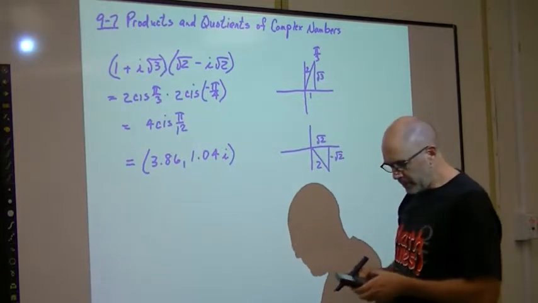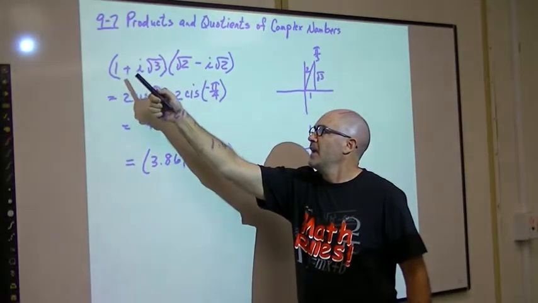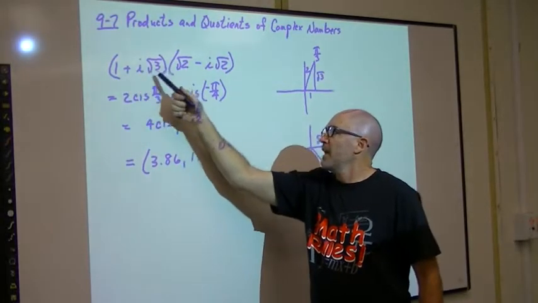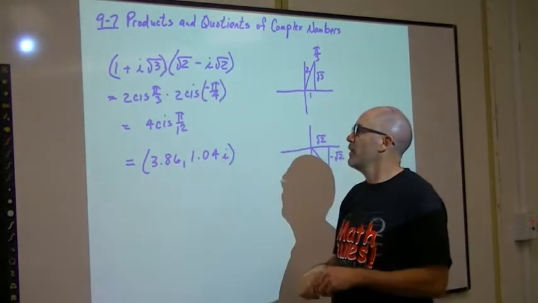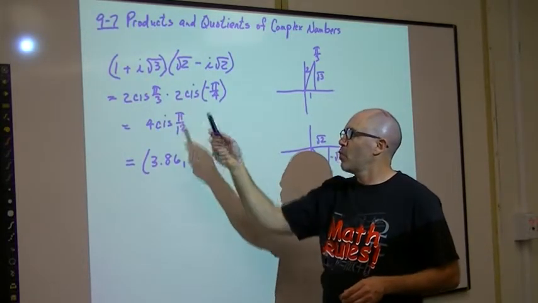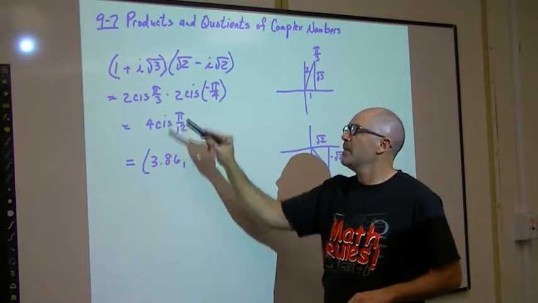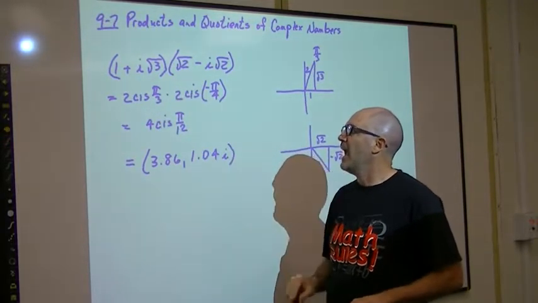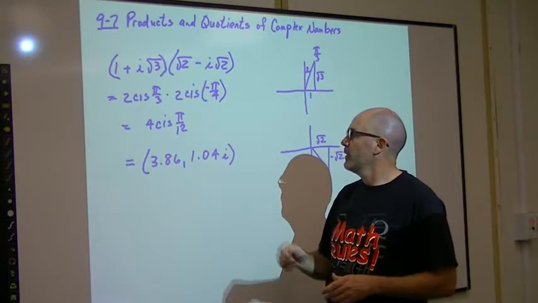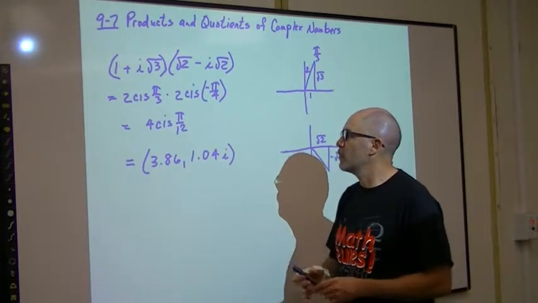Okay, so notice we started with a real plus imaginary times real plus imaginary, and we converted them into polar form. Now in polar form, all we do is multiply the magnitudes and add the angles. So then if we want to, we can convert it back to rectangular form.